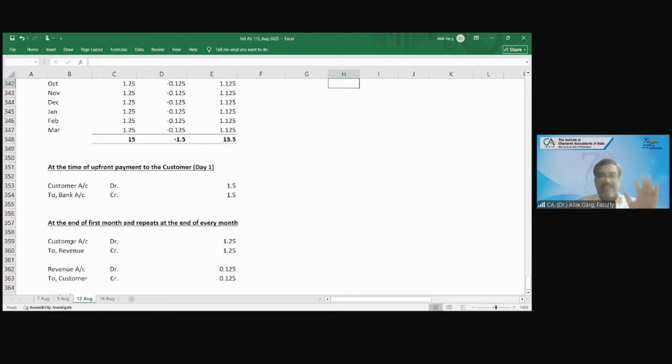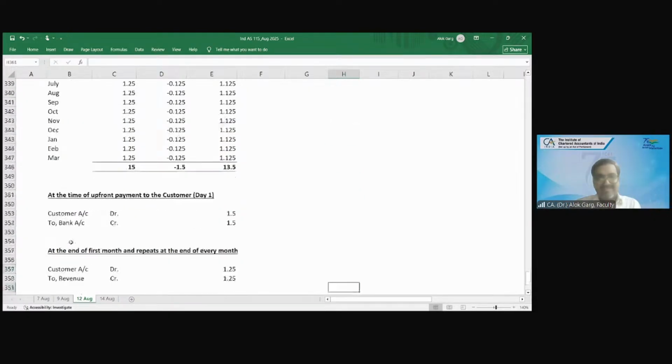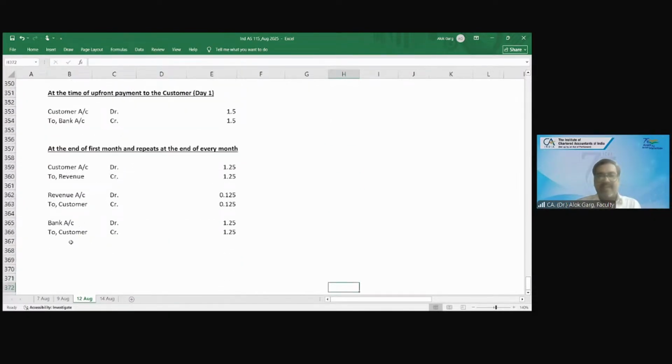मैं आपको अब पूरे 12 महीने का कस्टमर अकाउंट, बैंक अकाउंट और रेवेन्यू अकाउंट बना के दिखाऊं या नहीं छोड़ दूं, या वो भी दिखाऊं? Yes, sir. अब समझ गए. समझ गए? So नेहा, ममता, अनुश्री, is that clear to everyone?